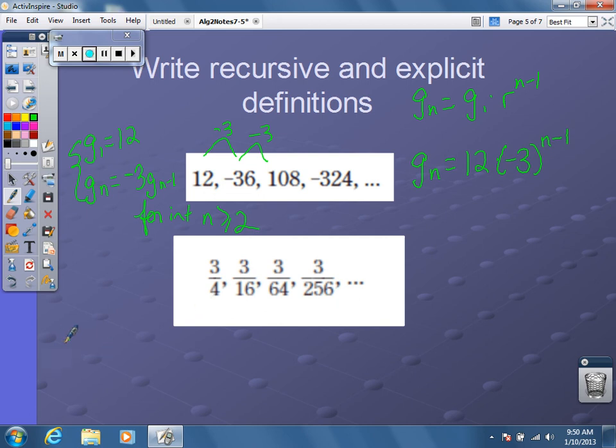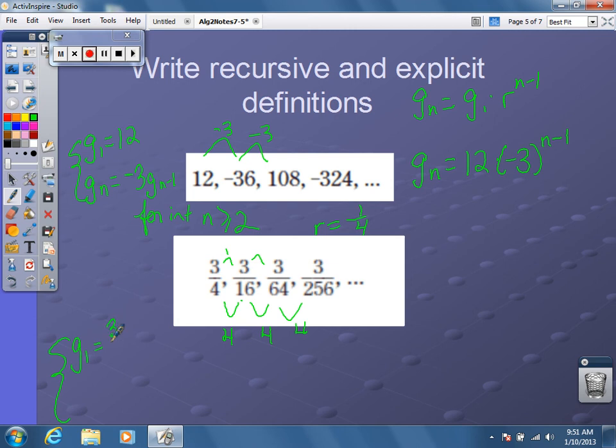Okay, next one is a little tricky for some people. The 3's stay the same. What am I multiplying by? It's kind of even. 4 to 16, I think you can see the 4 here. Multiplying bottoms by 4 by multiplying the tops by 1. So what I actually have here as my r is 1/4. I'm multiplying by 1/4 each time.